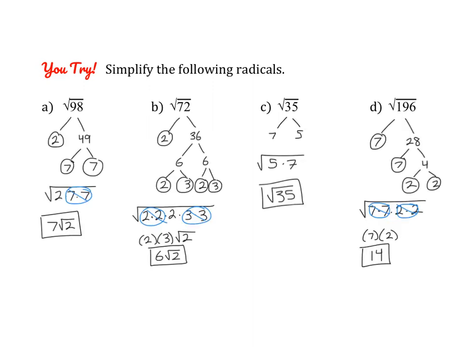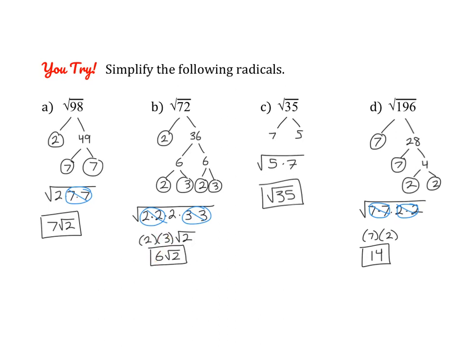All right, let's check our answers here. For part A, our prime factors are 2 times 7 times 7. And with a pair of 7s, that leaves us with 7 times the square root of 2. For part B, our prime factors are 2 times 2 times 2 times 3 times 3. Notice that I tried to put them with the same type of numbers. So I have one pair of 2s, one pair of 3s. So a 2 escapes and a 3 escapes. But I still have a 2 left inside my square root. And 2 times 3 is 6.